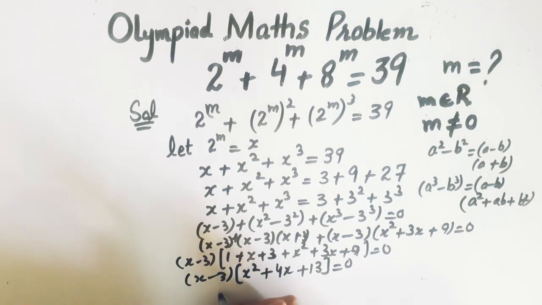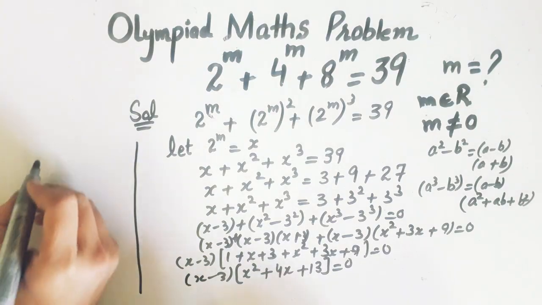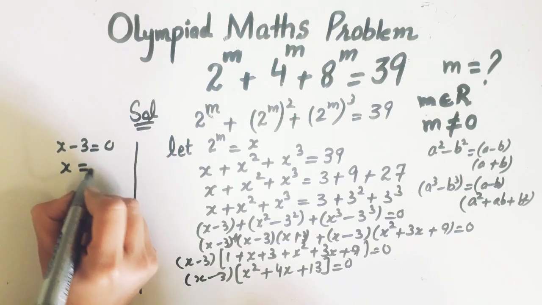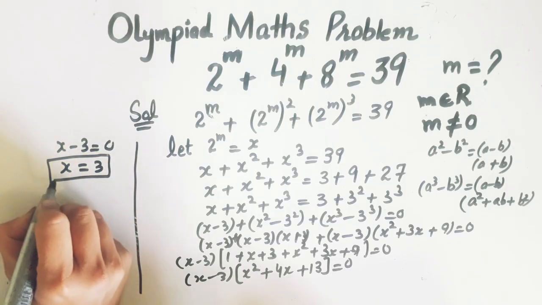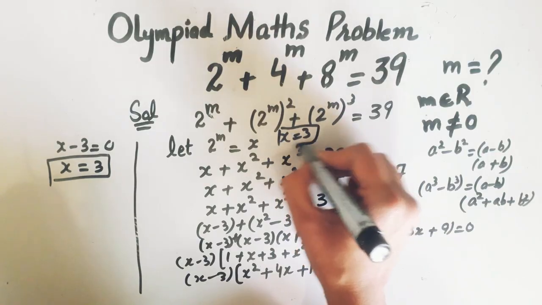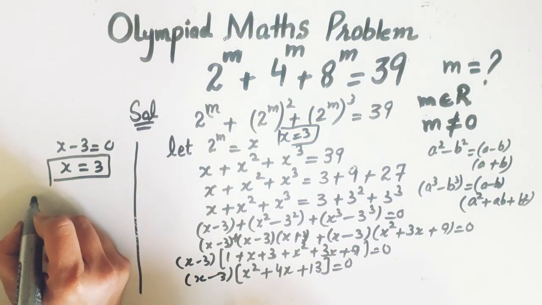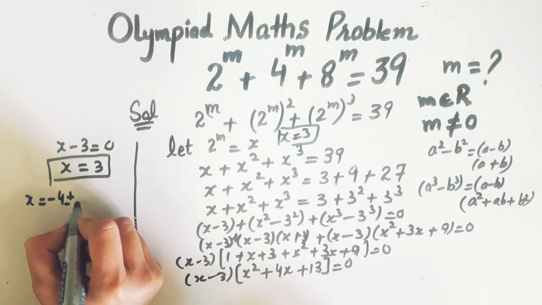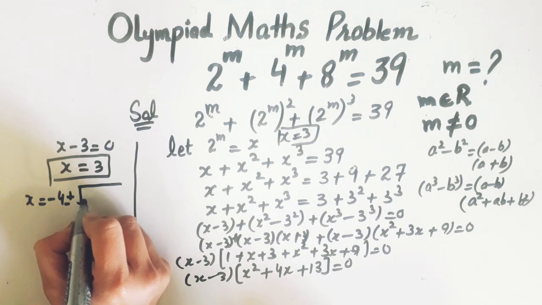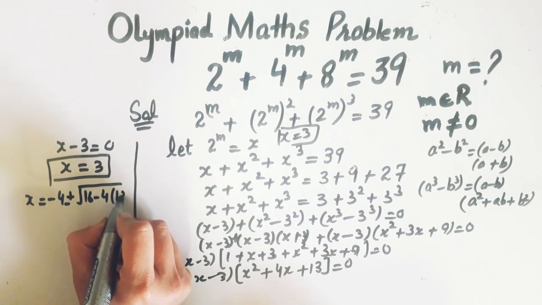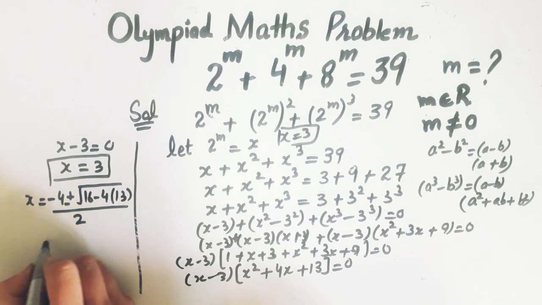First of all, x minus 3 equals 0. That means x minus 3 equals 0, which implies x equals 3. This is the first one. Consider this here that we have got x equals 3. And for the other one, we will apply the quadratic formula. According to that, x equals minus b, meaning minus 4, plus minus the square root of b squared, 4 squared is 16, minus 4ac, 4 into a is 1 and c is 13, divided by 2a, that is 2.